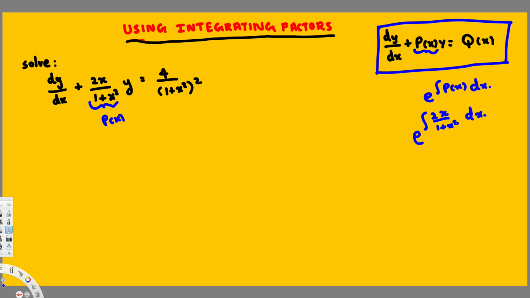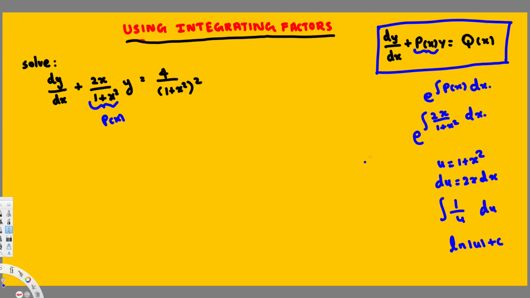To integrate this, if you notice we have the derivative on top, so we can do the u substitution. Let's take u as 1 plus x square, and du is going to be 2x dx. Now we can write everything in terms of u. We are going to have the integral, instead of 2x dx we replace du, and 1 over 1 plus x square is going to be 1 over u. If you integrate this, that's going to give you ln u plus constant.